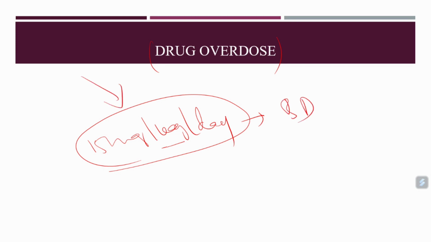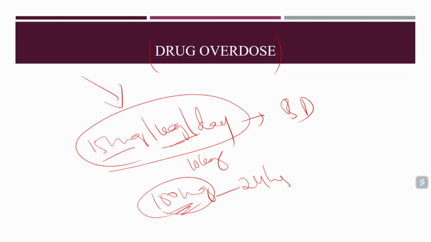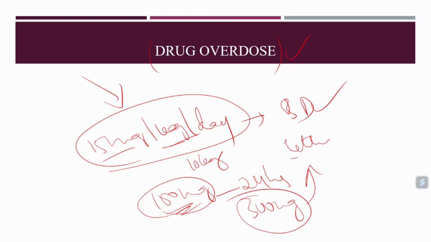And the nurse doesn't know about the doses. What does the nurse do? The nurse will take 15 mg per kg per day. For example, if the patient's weight is 10 kg, it becomes 150 mg. 150 mg should be given for 24 hours. But this 150 mg will be given twice daily, and it becomes 300 mg. And this 300 mg becomes an overdose, and it will cause lethal consequences.